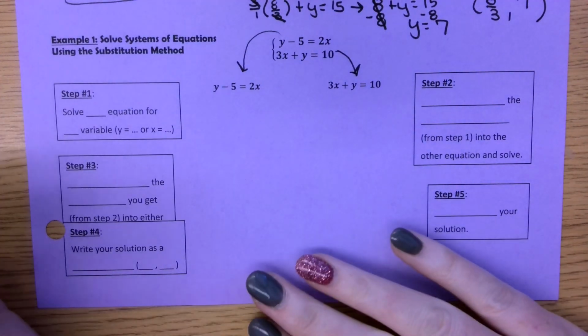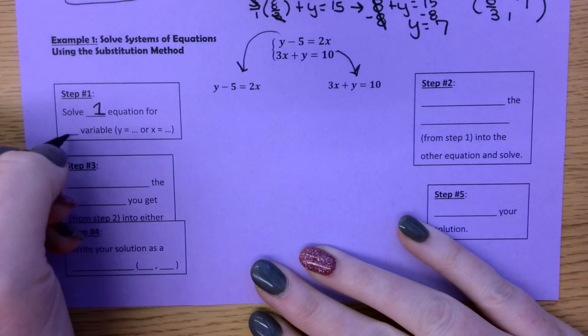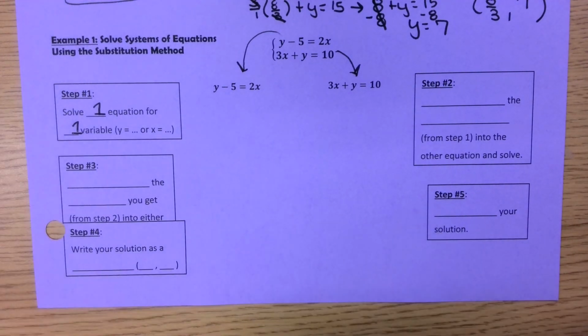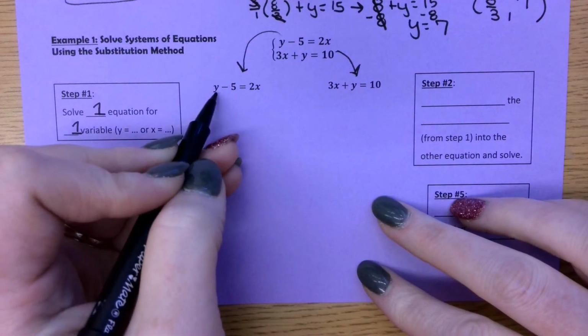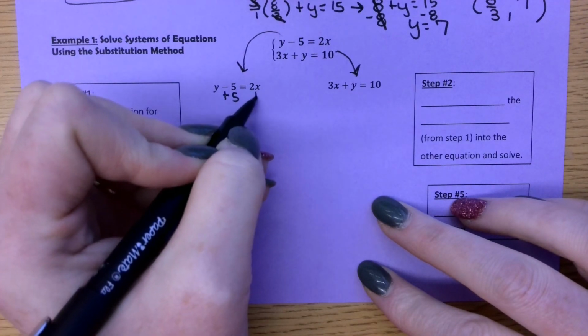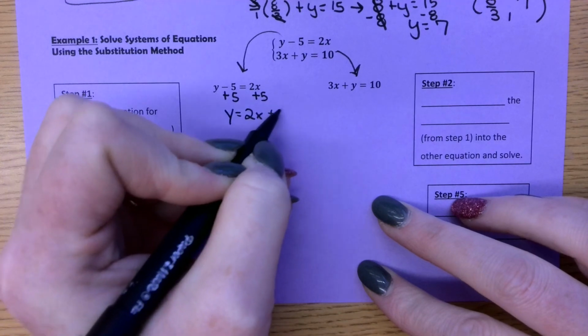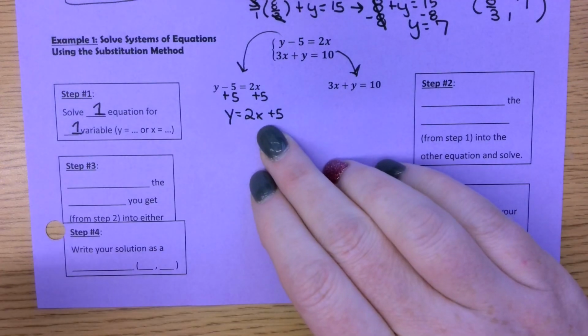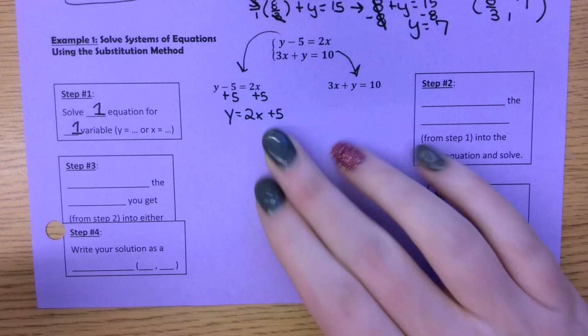Okay. So my first step, I'm going to solve one equation for one variable, and that can be either x or y. In this case, this is going to be the easiest to solve for, so I'm going to add 5 to both sides. I get y equals 2x plus 5. Okay, so that is solving for y. We completed our first step.